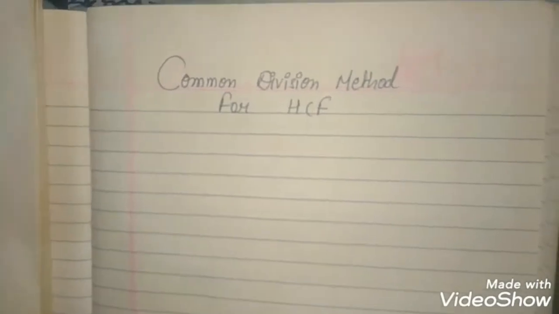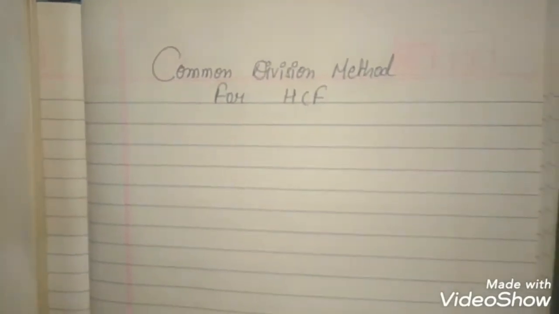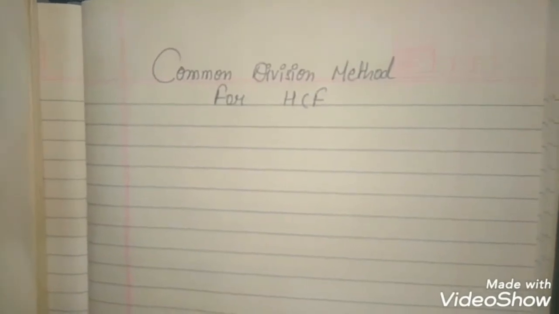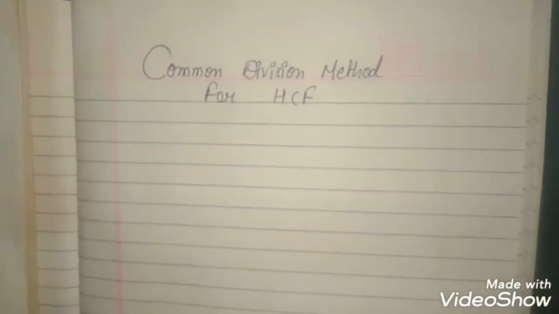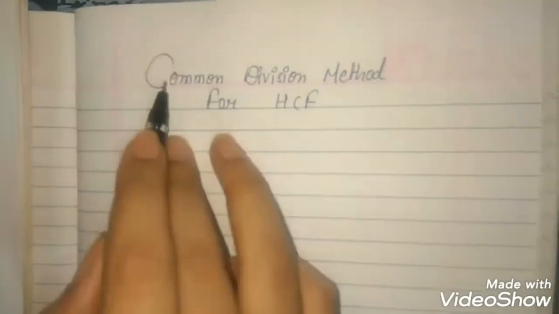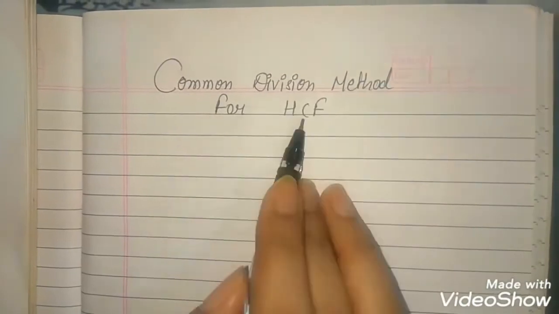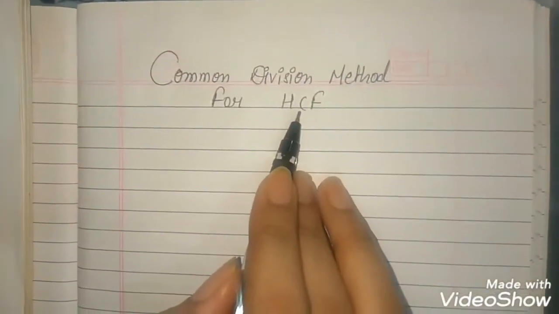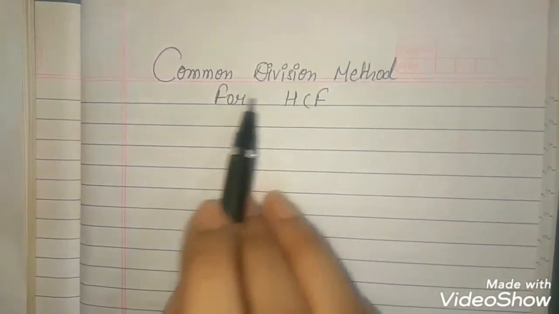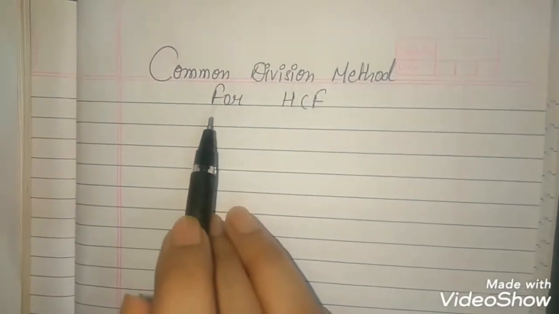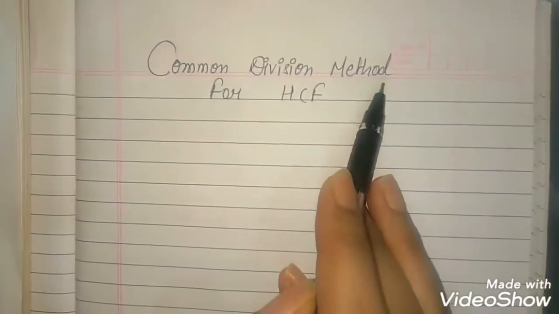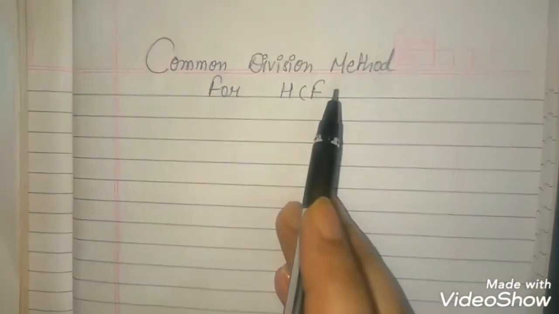In my last video, I told you about the prime factorization method for finding highest common factor, that is HCF. In today's video, I am going to tell you about the common division method for finding HCF. I told you that there are three methods to find the HCF. First one was the prime factorization method, which I have told you in the last video, and the second one is common division method, and the third one is long division method.